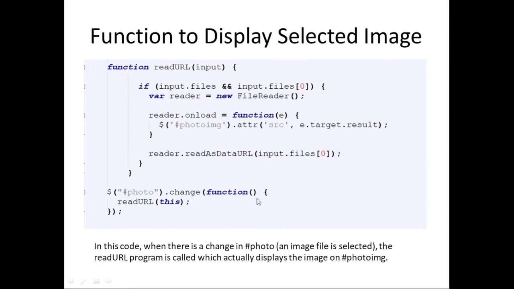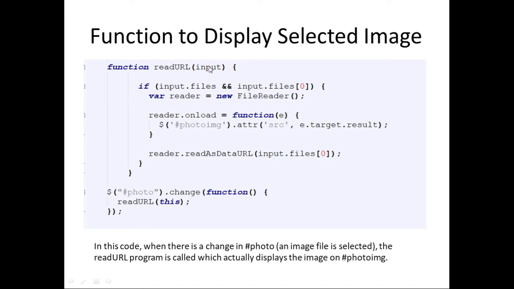And then the function to display the selected image. So once we select an image, we browse our local computer. Then what if we selected an image? So if we selected an image, so again, this is the control that we'll be using for browsing. If we selected an image, then a change event will be triggered. When a change event is triggered, it will execute this function, the read URL function.